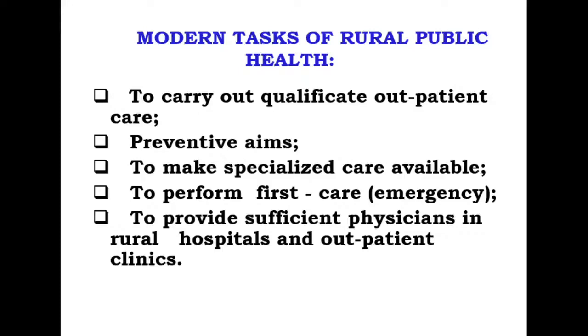But what about the basic tasks for organization of medical help for citizens of the rural area? To carry out qualified outpatient care with preventive aims, to make specialized care available, to perform first emergency care, to provide for suffering patients by the physician in the rural hospital and outpatient clinics. That is why the tasks in town and in the rural area are similar.